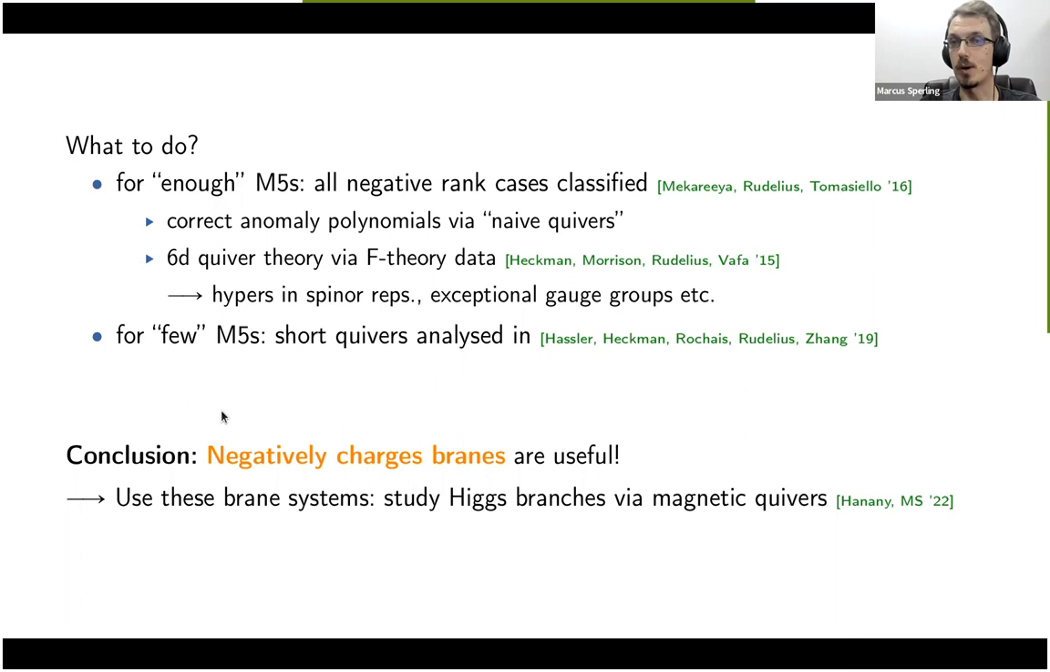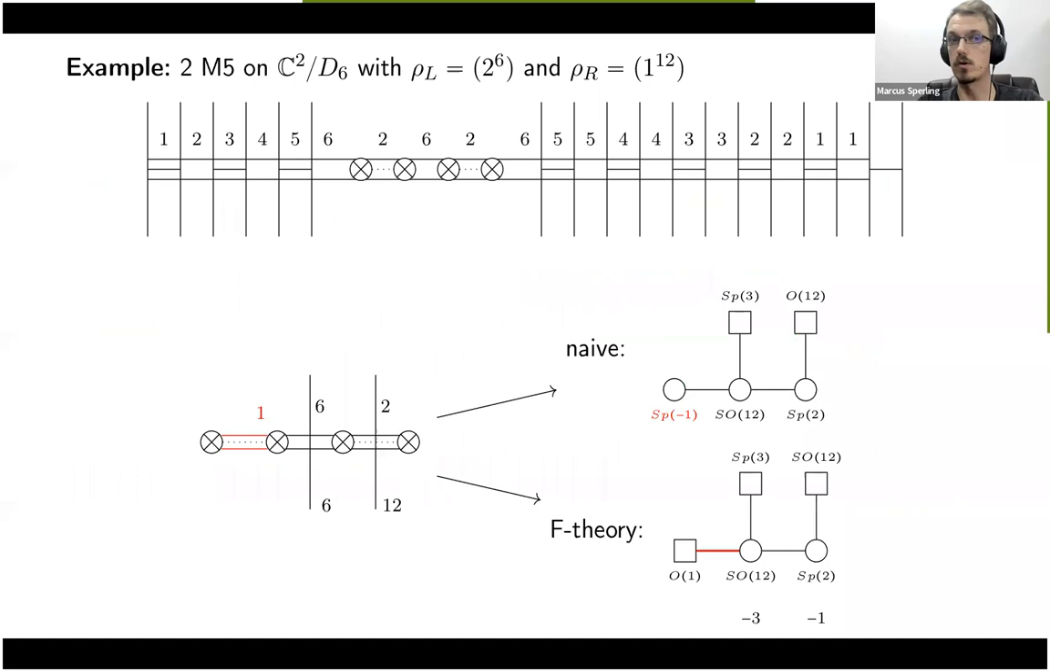They're actually quite nice because now we have a brane system for theories which have spinor matter or which have exceptional gauge groups. And that's why we wanted to use them to study the Higgs branches via magnetic quivers. And that's what we're going to do now after this example. The example is just to illustrate what's happening. So we have a trivial boundary condition on the right. We have a non-trivial boundary condition on the left.